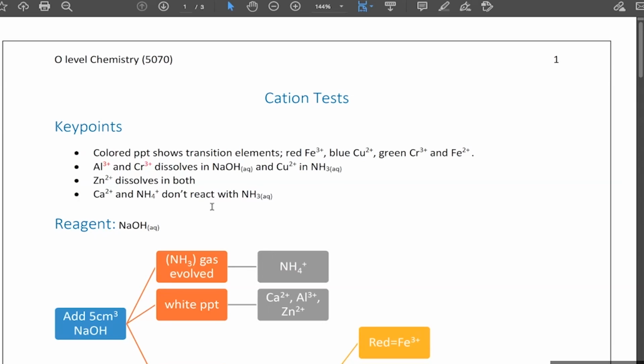So every time you see a question on this, just know that you have to do the color test and the solubility test. And based on those tests, you can easily identify what cations you have. Okay.